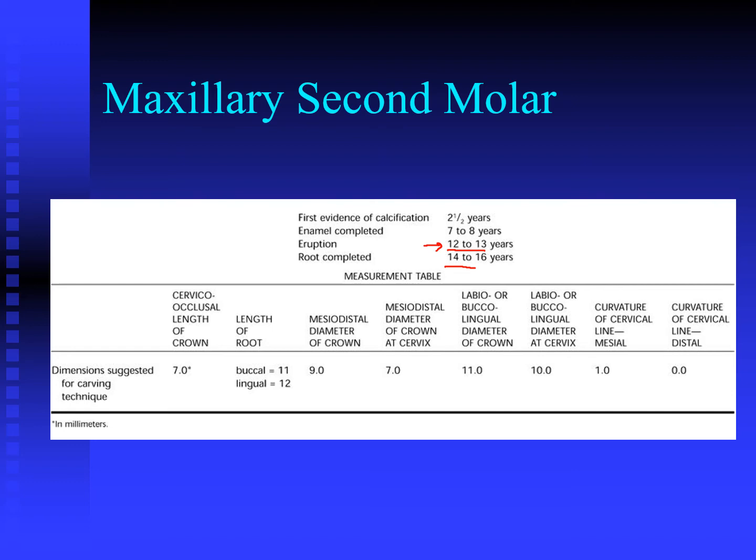The mesiodistal diameter of the crown is 9 generally. The labial or buccolingual diameter is 11. So again, the crown is wider facial-lingually than mesiodistally.